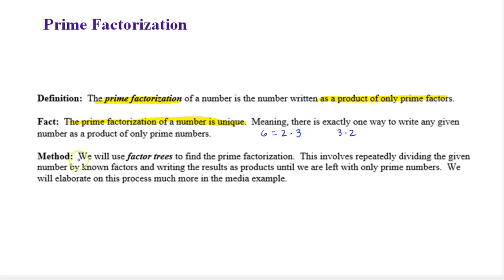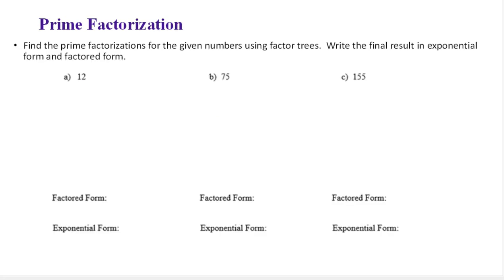So to find the prime factorization of a number, we're going to use the following method. We'll use factor trees to find the prime factorization. This is going to involve repeatedly dividing the given number by known factors and writing the results as products until we are left with only prime numbers. We're going to look at this in an example right now, and I think it will make more sense. It's hard to describe the process in words. It almost makes it worse, so it's better just to look at an example.